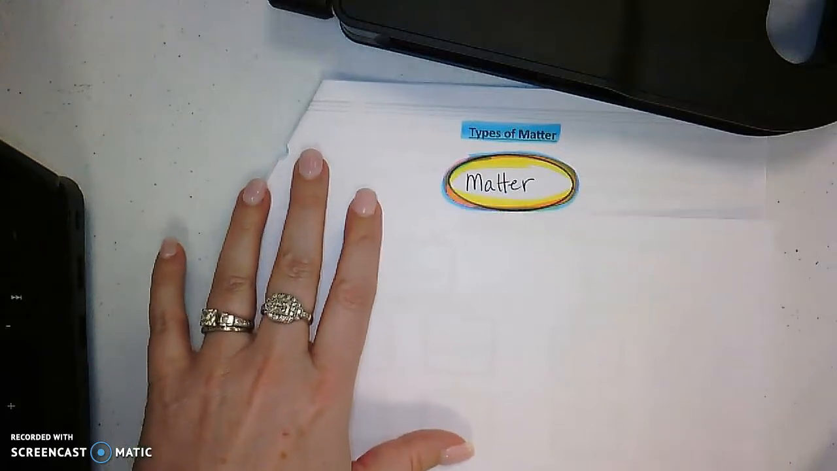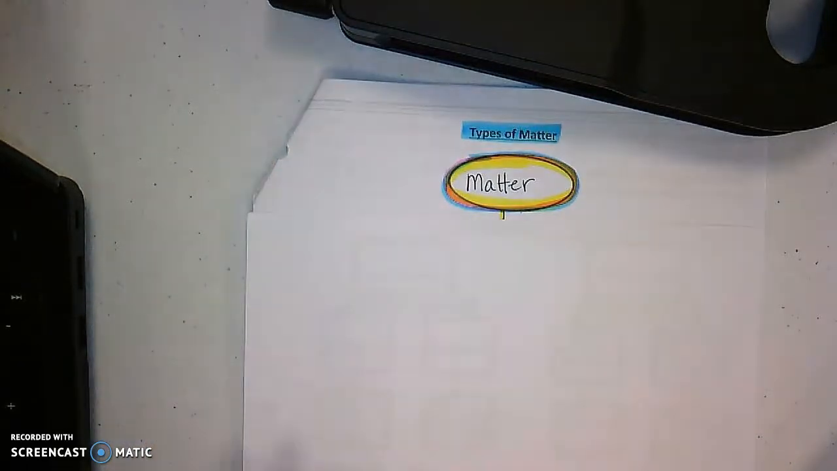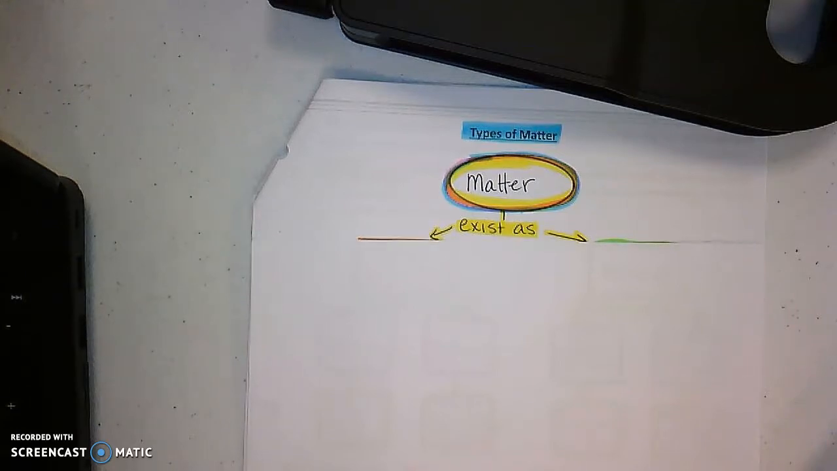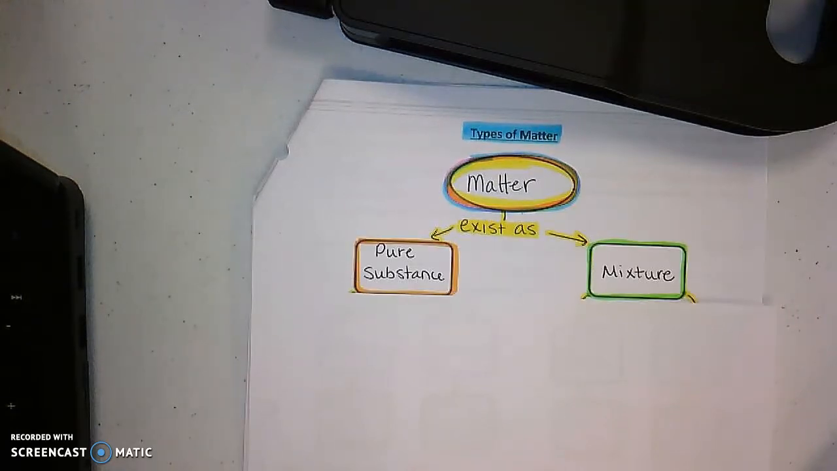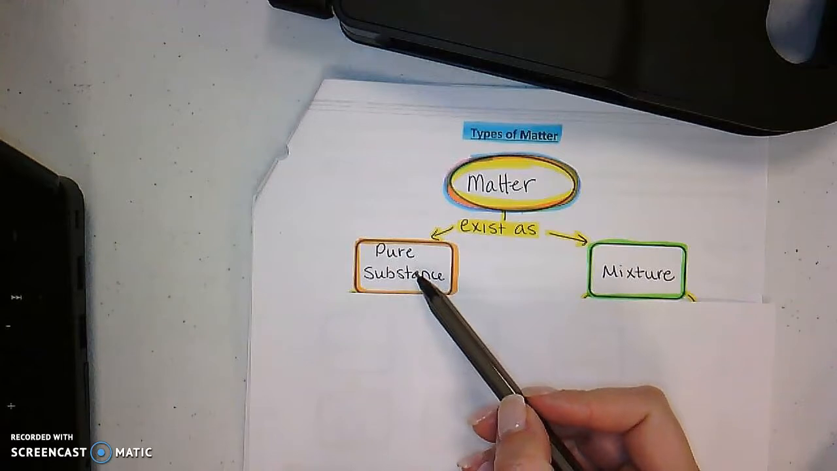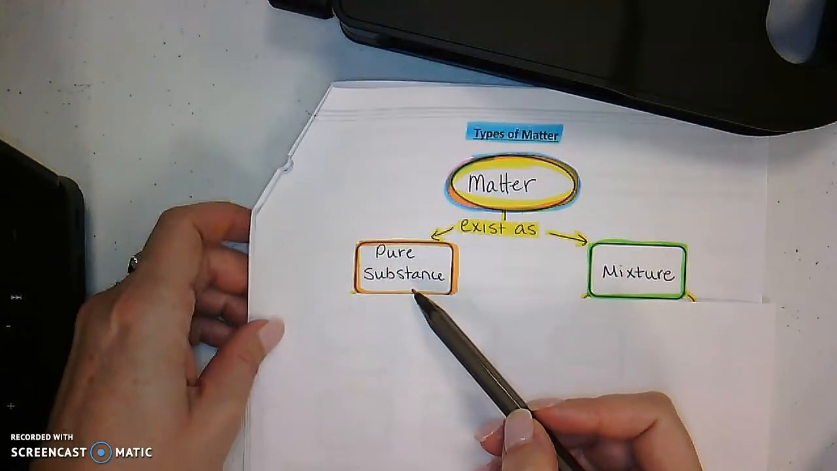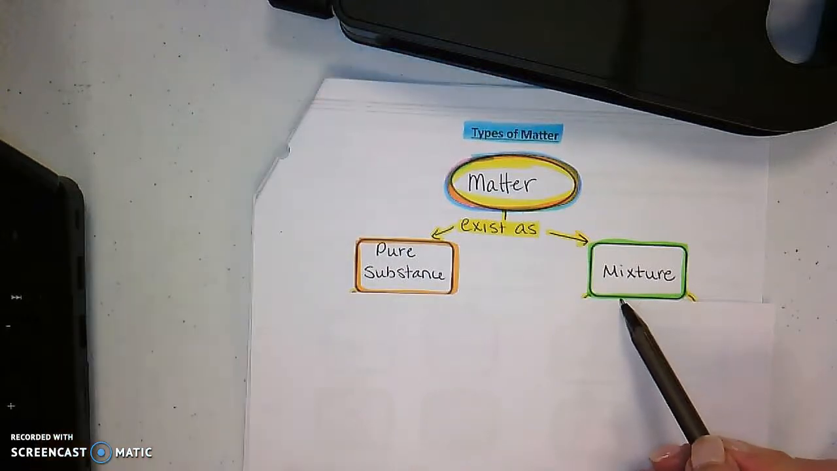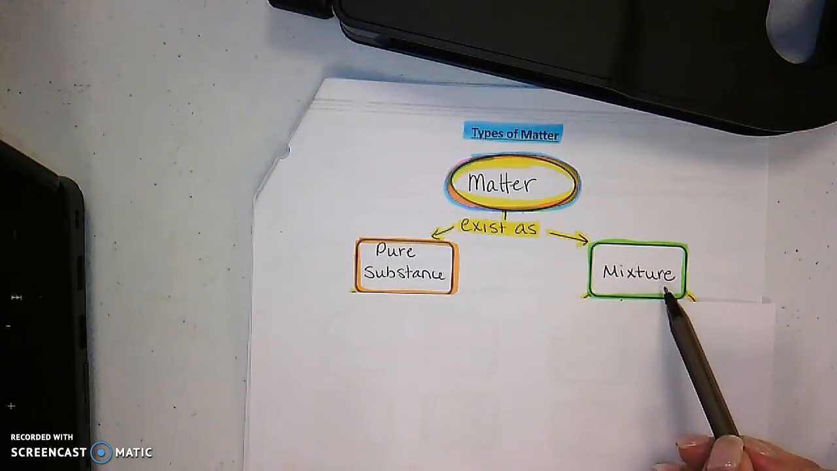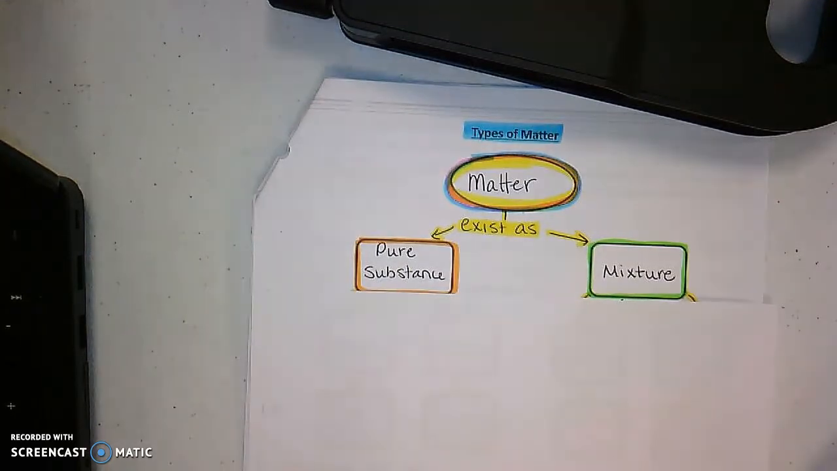And we're going to start with matter itself. And it's going to branch into two different categories. We're going to have matter exists as. The first category is going to be a pure substance, and that's what we have been learning about at the beginning of this unit. And then the second one is going to be mixture. And that's what the second part of this unit is going to be on, the different types of mixtures that exist. So we're going to focus on pure substances to begin with.